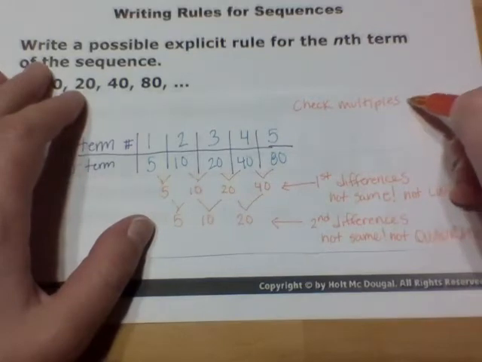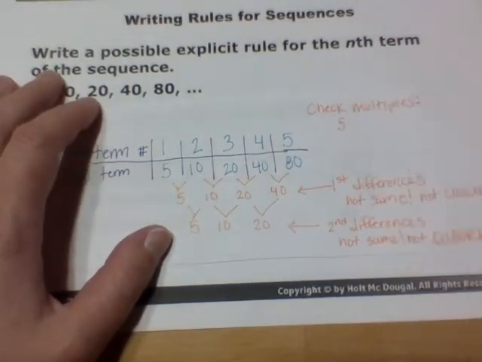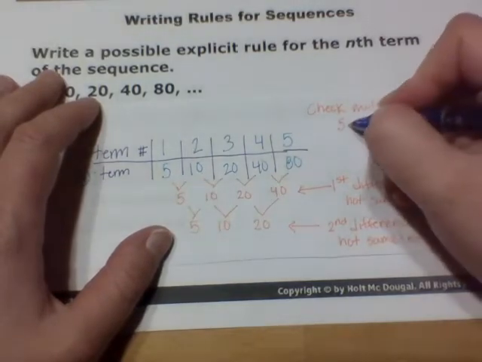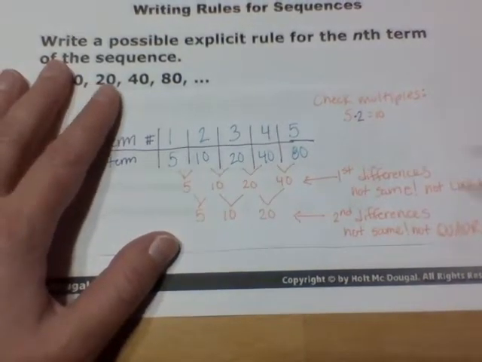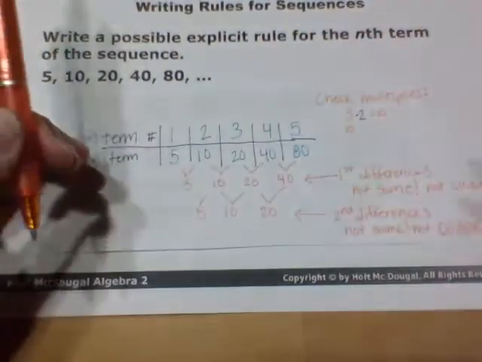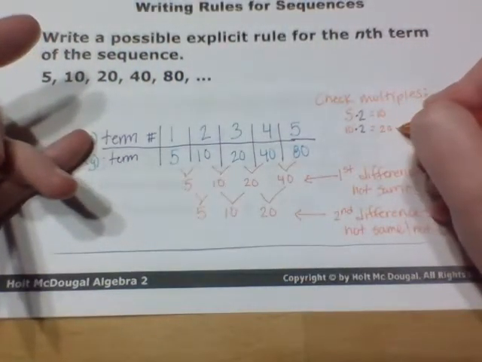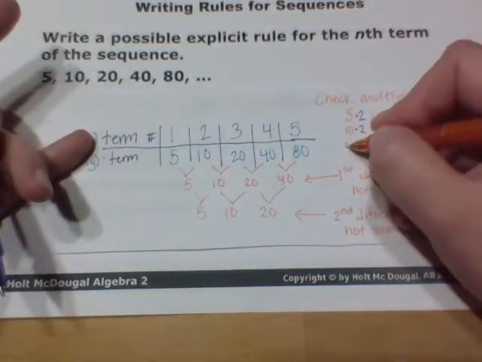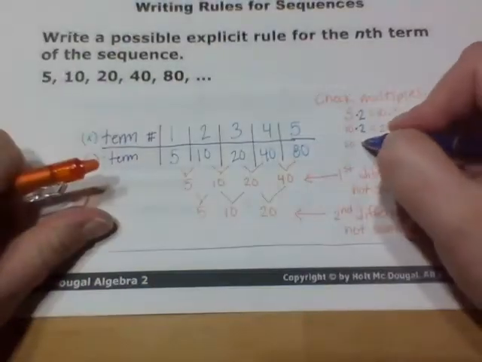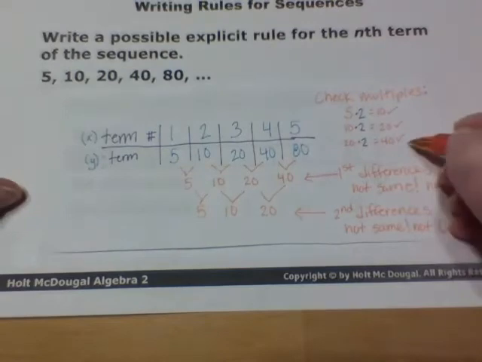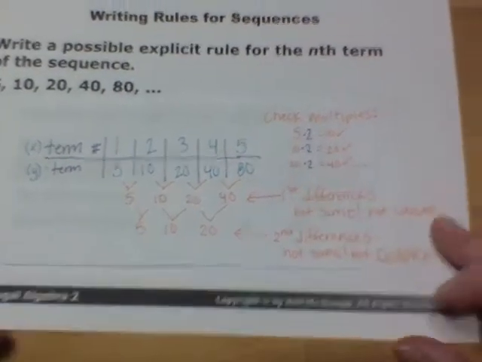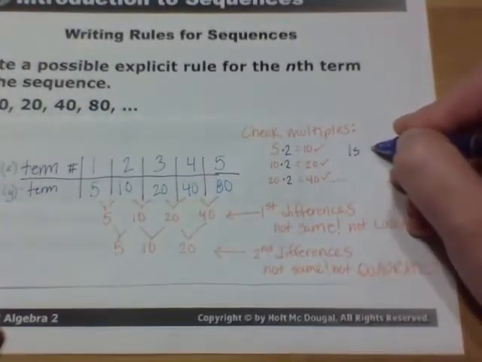And so if we're going to check the multiples, 5 times 2 is 10. So then we check the next one. Is 10 times 2 our next piece? And it is. And then we check the next one. Is 20 times 2 our next example? And it is. And so on. And so because of that, we now know that because it has multiples that check out, it is exponential.